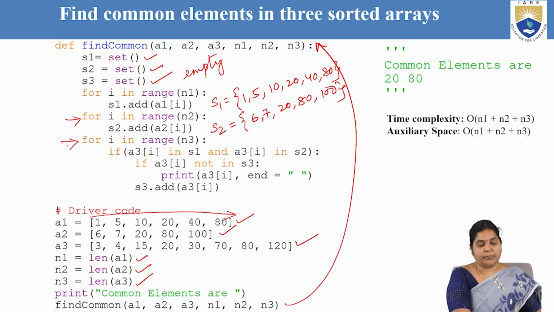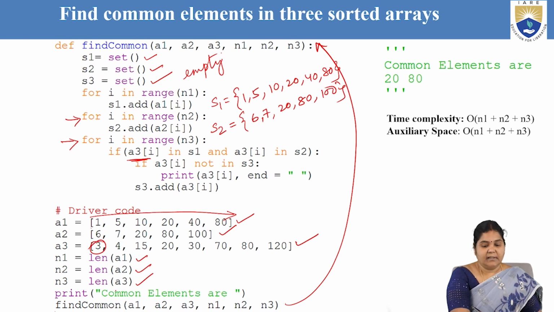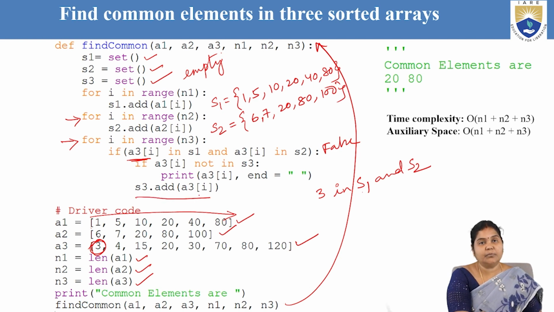Now we will come to the third for loop: for i in the range of n3, so we are iterating through the third array. If A3 of i, the first element, is 3, is 3 in S1? The element 3 is in S1, and A3 of i is in S2, that is, suppose the element is there in both. Is 3 there in both? No, it is not there, so this condition becomes false the first time. If A3 of i is not in S3, then what are we doing? We are adding it to S3.